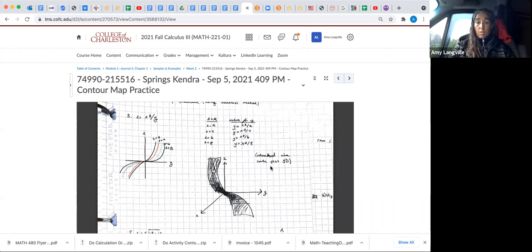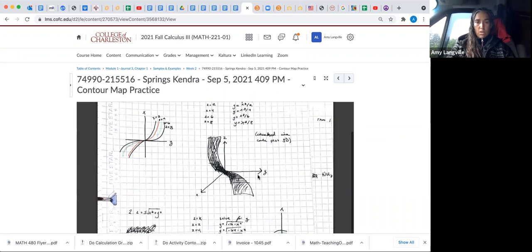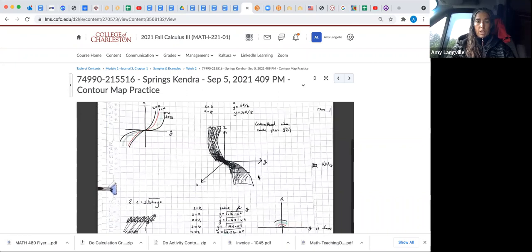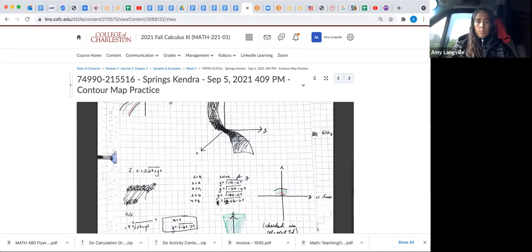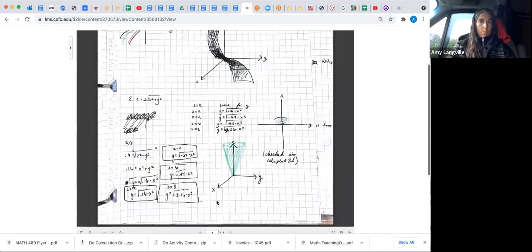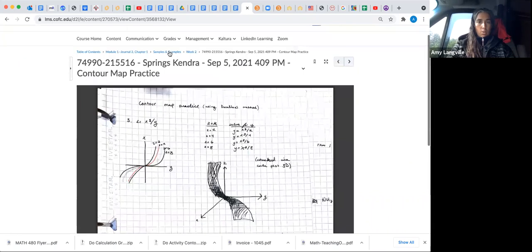She checks it with CalcPlot3D, which again, everyone, you should be doing this. This is a great way. You have access to these tools. No reason why you shouldn't check your work. You can check both the contour map with CalcPlot3D and then the R3 surface. So, nice step-by-step there. Then let's go back to the samples and examples again.